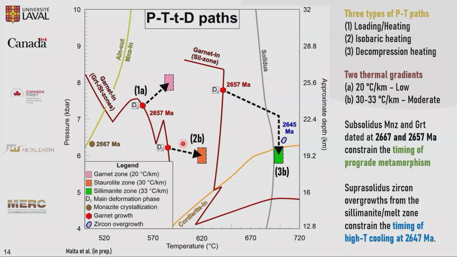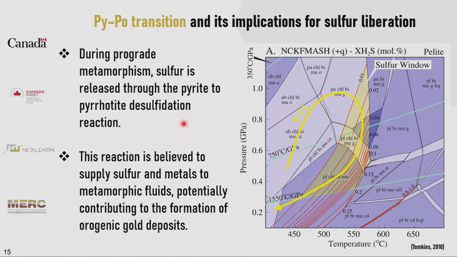One of the important things we want to consider is the sulfur liberation when you try to model the fluid. And the most important reaction that releases sulfur during prograde metamorphism is the pyrite to pyrrhotite desulfidation reaction. So here we have this generic PT diagram where Tompkins in 2010 constrained the sulfur window that we expect to have across a generic PT path. So we want to test this with real rocks. We want to test with our rocks, in a much more complex compositional system, if we can produce sulfur along a PT path.